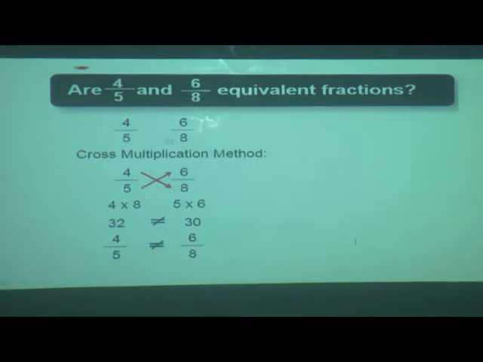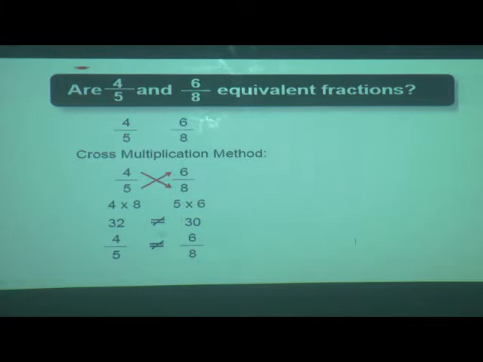4 upon 5 and 6 upon 8. We will do the cross multiplication, which means we multiply 4 by 8 and 5 by 6. So 4 times 8 is 32 and 5 times 6 is 30. Now you have to find out whether 32 and 30 are equal. If I had 30 here, then I could say both are equal, but here we have 32, so it is not equal.